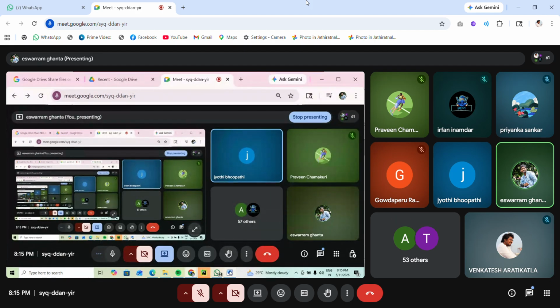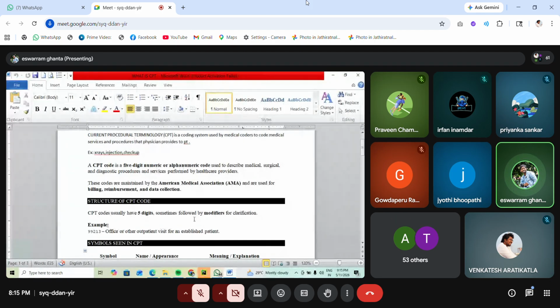Okay, so I'll tell you clearly that I'll use both English and Telugu because maximum of the people are Telugu also. So I use both languages. Okay, no problem for you. If you have any doubt, you can ask me directly.